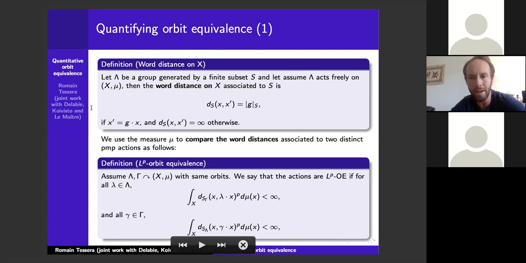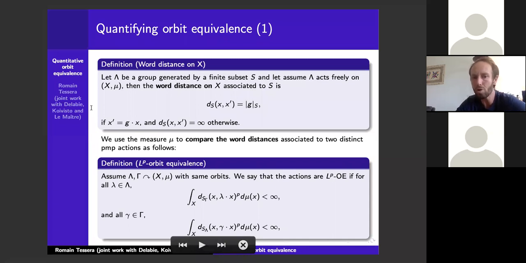So what we have now is a distance that's going to be finite whenever the elements are in the same orbit. It's going to be infinite otherwise. And when the points are in the same orbit, it's going to measure the distance in the group. So every orbit, if you want, will be identified with a copy of the group equipped with this left invariant distance.